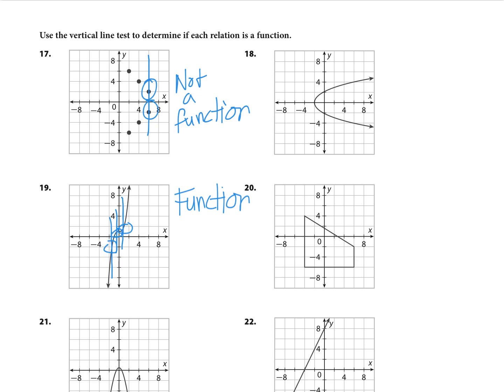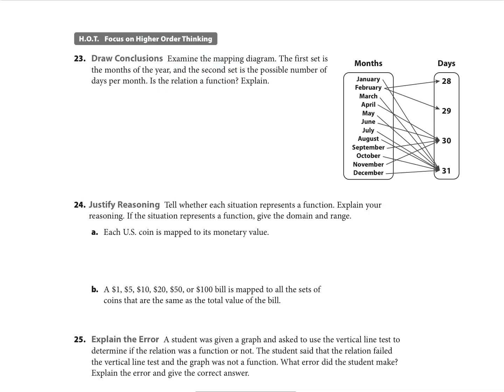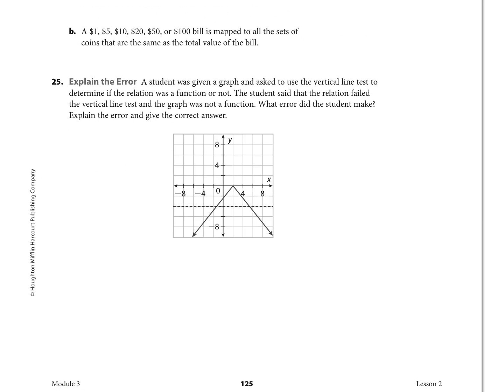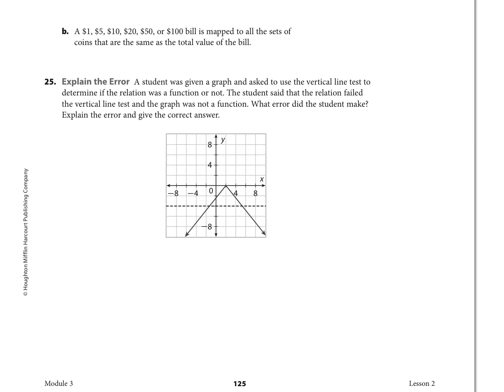All right, let's go to problem number 25 now. It says, explain the error. A student was given a graph and asked to use the vertical line test to determine if the relation was a function or not. The student said that the relation failed the vertical line test. Well, here's why they said it failed: because it hit 2 points.